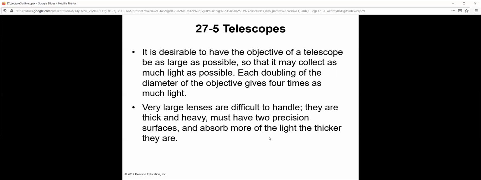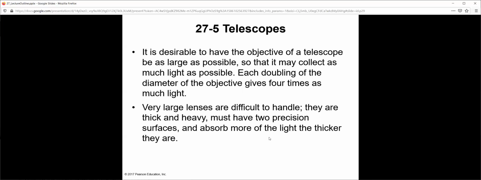It is desirable to have the objective of a telescope be as large as possible, so it collects as much light as possible, right? Each doubling of the diameter of the objective gives 4 times that much light. This has to do with R squared and stuff like that. It's commonly shown in equations. Point is, the bigger something is or the closer it is, the more you can zoom in on it, right? It's a lot easier to look at the moon than look at Jupiter with your Walmart telescope.